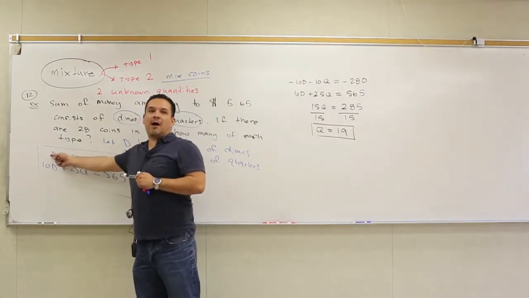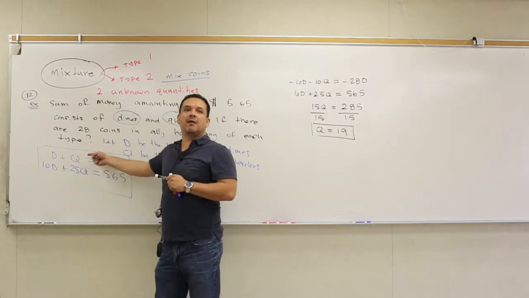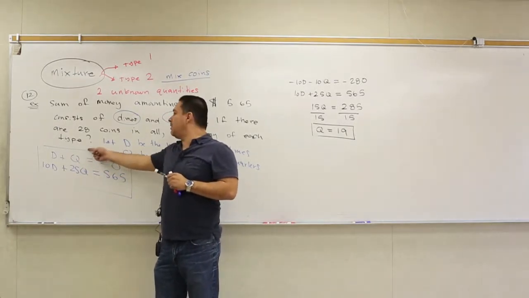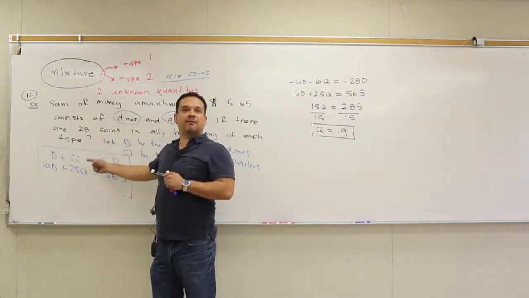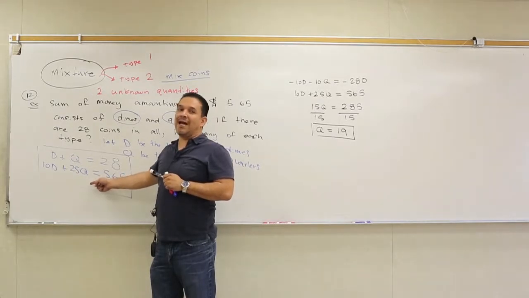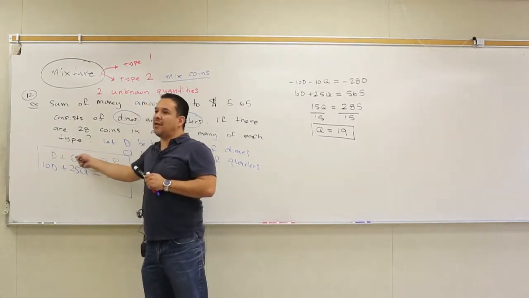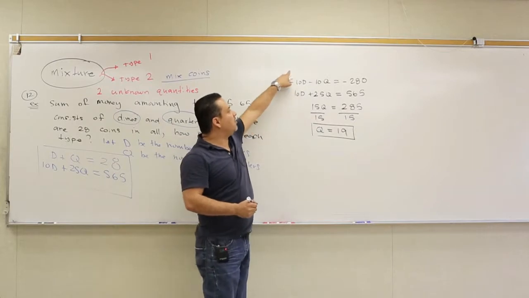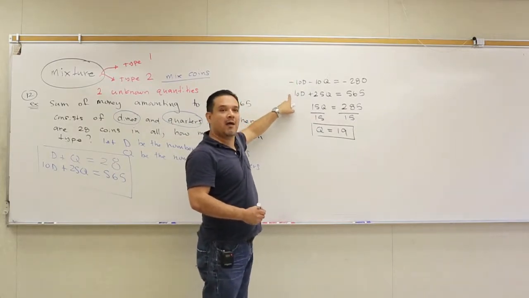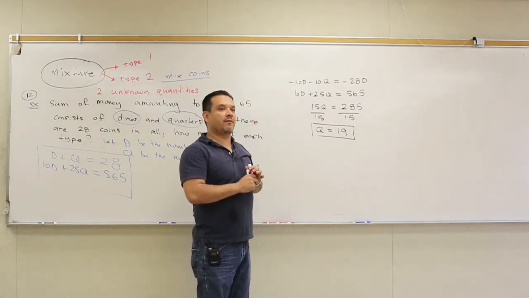Yeah, what did I do? I multiplied that first equation by negative 10 because I'm using the addition method. Exactly. What goes away if this is negative 10, negative 10, negative 10? If I use the addition method, my D's go away. So I got my Q's now.